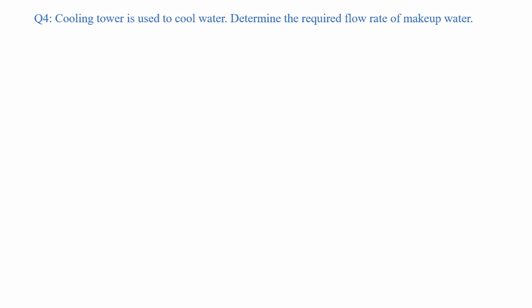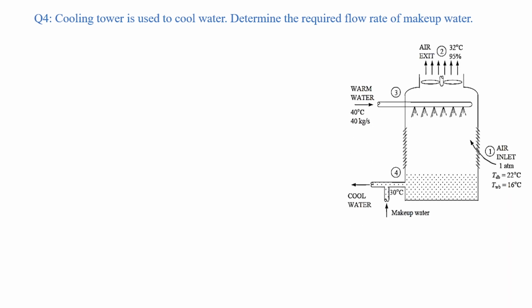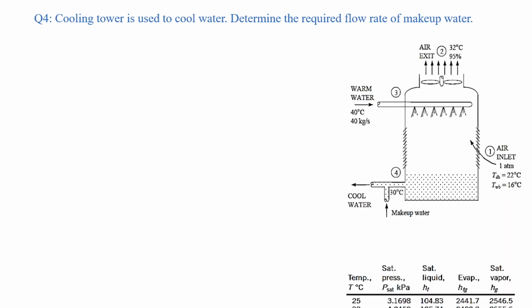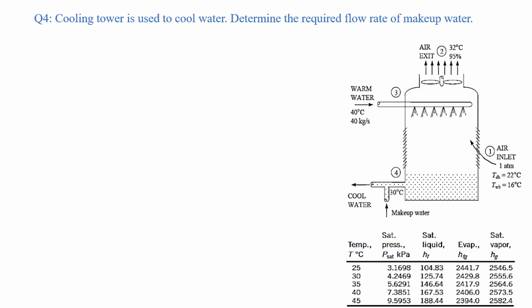Question number 4, we have a cooling tower. We have to determine the mass flow rate of air and the mass of makeup water. This is the schematic of the cooling tower, and this is the required steam table to calculate the enthalpy for water. So we can draw a simple balance here. Air is coming from the side and going upwards. Water is coming from the other side, then through the spray, then going down to the water tank where we have the makeup water to replace the evaporated water.